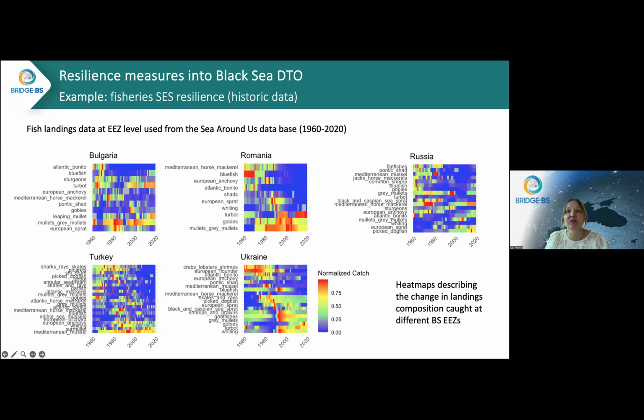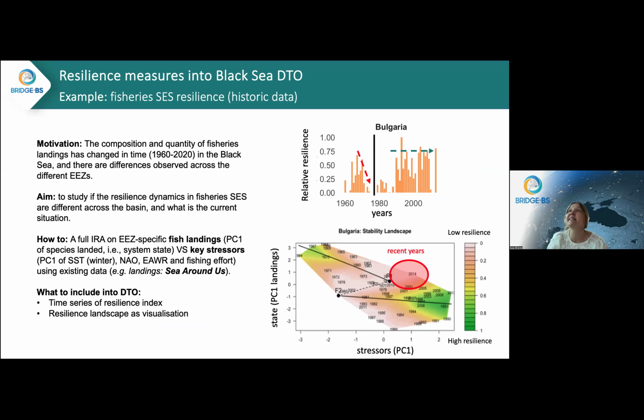But when we looked into these different fish landings from 1960 to 2020, we saw that across the different EEZs that you see on this graph, we had temporal changes in both the volume of the catch or landings as well as the composition of this catch. And we could see that these changes were not similar across the different EEZs, which would warrant an EEZ-specific resilience assessment. So what you see in the DTO now is that we look into the resilience dynamics of fisheries across the different EEZs separately.